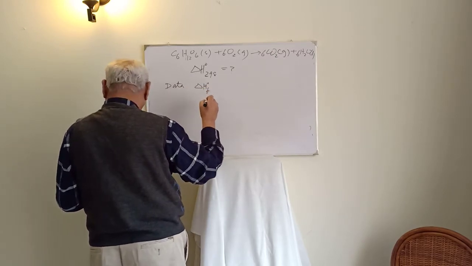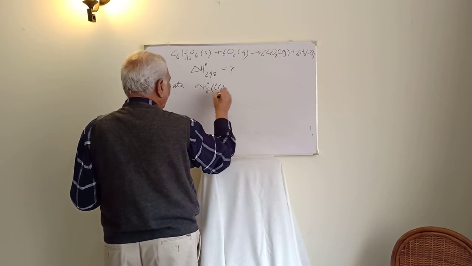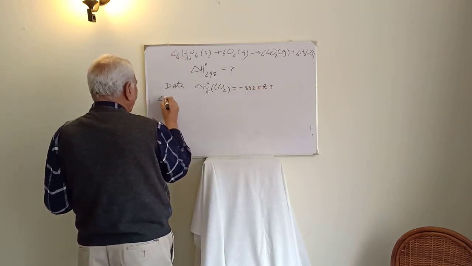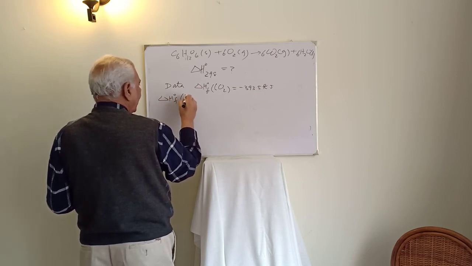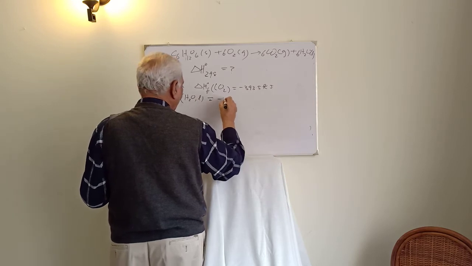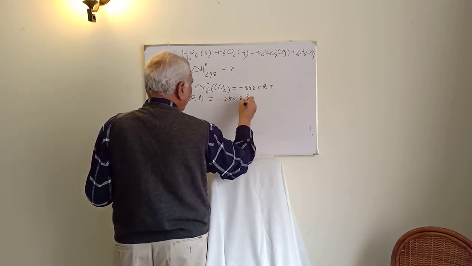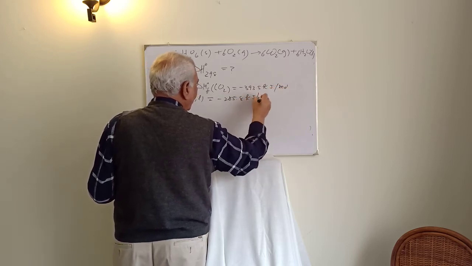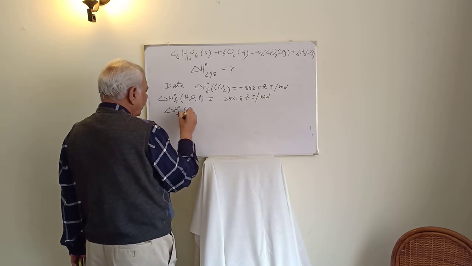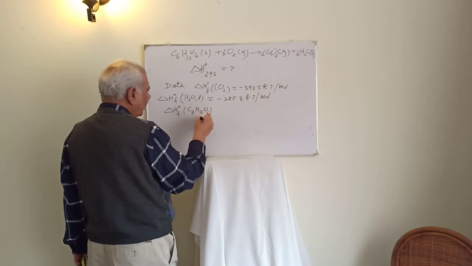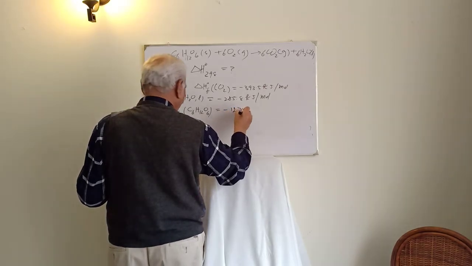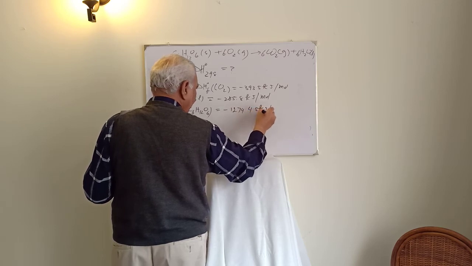So we have delta H naught F of carbon dioxide, minus 393.5 kJ, delta H naught F of H2O, well, liquid, and this is gas, of course, is minus 285.8 kJ per mole, and delta H naught F of C6H12O6 is minus 1274.45 kJ per mole.